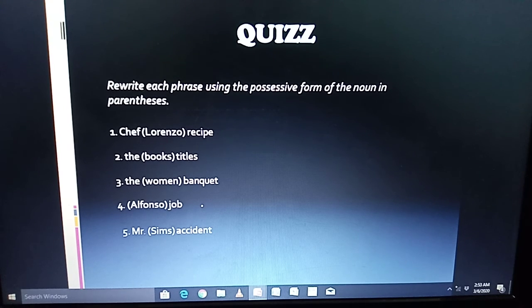So these are the answers for each number. Chef Lorenzo recipe. So the parenthesis is Lorenzo. So Lorenzo is a noun, right? Is a noun, it is singular. So it should be Chef Lorenzo's recipe. We add apostrophe and s. How about number 2, the book titles? So the parenthesis is books and it is plural, thus end with s. So meaning to say, we just simply add apostrophe at the end. So it became the books' titles.